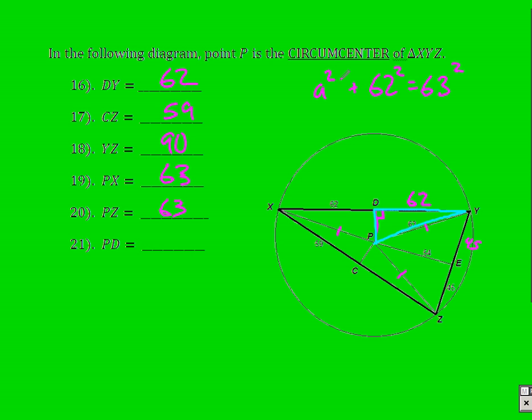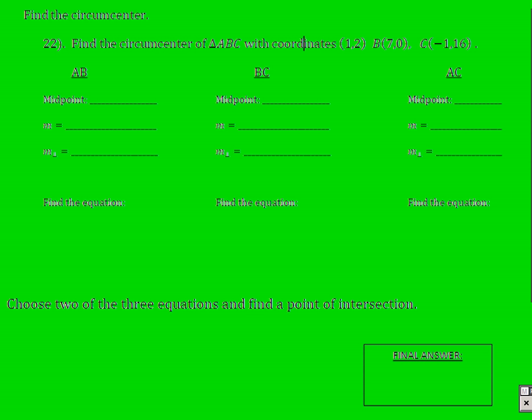So a squared plus 62 squared equals 63 squared. So I'm going to get that a squared is going to equal whatever 63 squared minus 62 squared is. That means a equals the square root of 125, which is approximately 11.18 as my answer. So that's how I find that last side, anything going from the circumcenter to a side, I'll be using Pythagorean Theorem. And this, honestly, is probably one of the toughest problems on the test to be able to get that one. Okay?